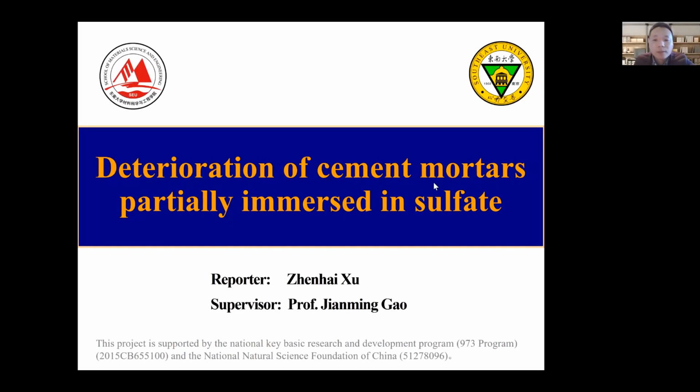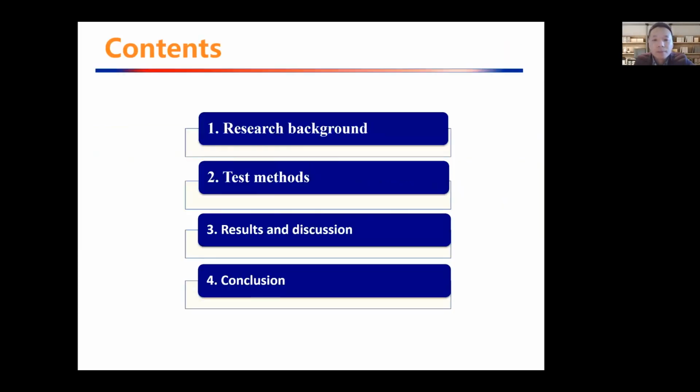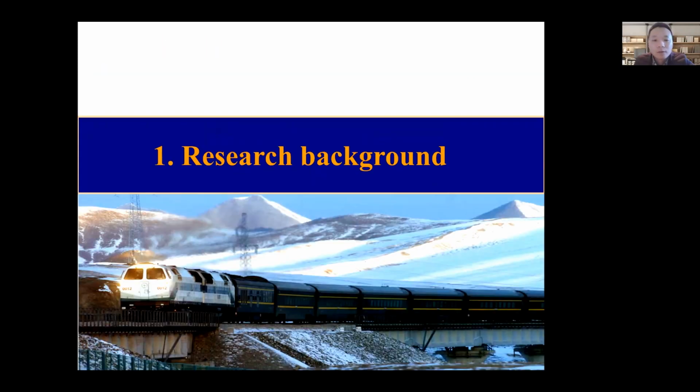Deterioration of cement mortars partially immersed in sulfate. It's the content of my research. First, I will introduce the research background.